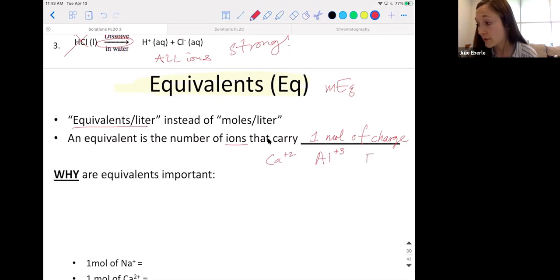Okay, fluoride, it doesn't have to just be positive charge, by the way. It could be negative charge. Fluoride has a -1. Chloride has a -1. Oxygen would have a -2. So it doesn't matter if it's positive or negative. We're looking at the charge on ions and we're measuring the amount of charge.